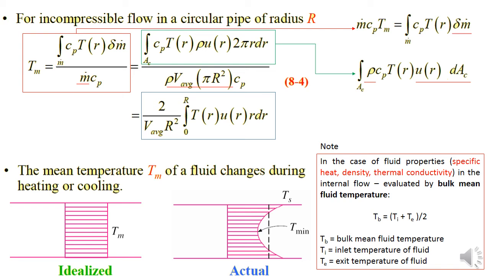In the case of fluid properties, such as specific heat, density, and thermal conductivity, which you need to find in the table, in internal flow they are evaluated at the bulk mean fluid temperature, which is calculated as follows, where Tb is the bulk mean fluid temperature, equal to Ti, the inlet temperature of the fluid, plus Te, the exit temperature of the fluid, divided by 2. Okay.